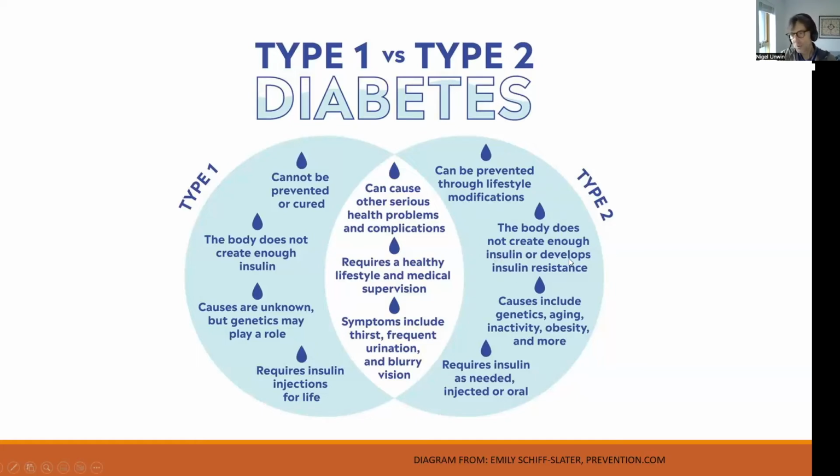We said it's due to the body not creating enough insulin or developing insulin resistance, typically the combination of the two. It's more common with aging, as I showed on the slide, with the increase in diabetes prevalence with age. Obesity, diets high in refined carbohydrates, and low levels of physical activity are factors. And it may require insulin at some point to control blood glucose adequately.